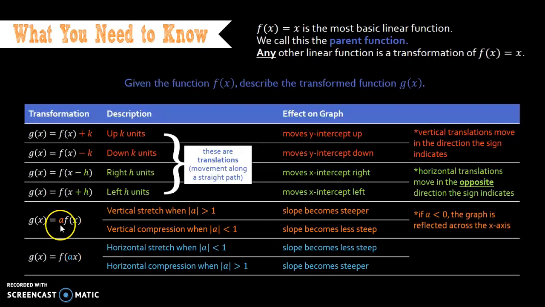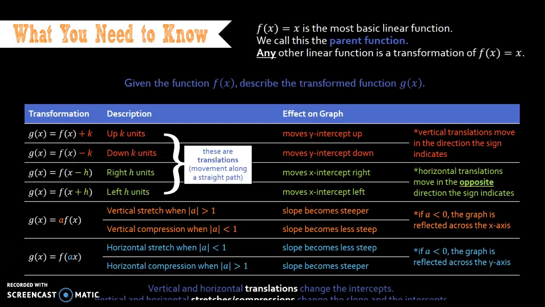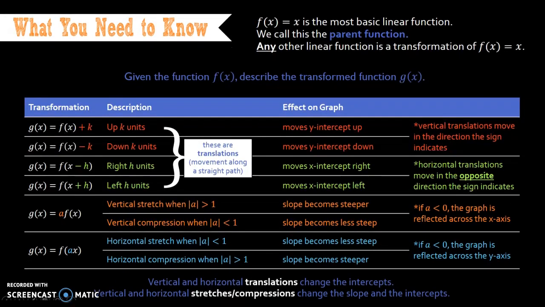So just to recap right here, when I'm multiplying, if a is smaller than 0, so if it's a negative number, you're not only stretching or compressing, you're also going to reflect your entire graph across your x-axis. Similarly, right here with this blue one, this a value, if it's negative, you're going to be reflecting your entire graph across your y-axis. Vertical and horizontal translations change the intercepts. Vertical and horizontal stretches and compressions change your slope and the intercepts.